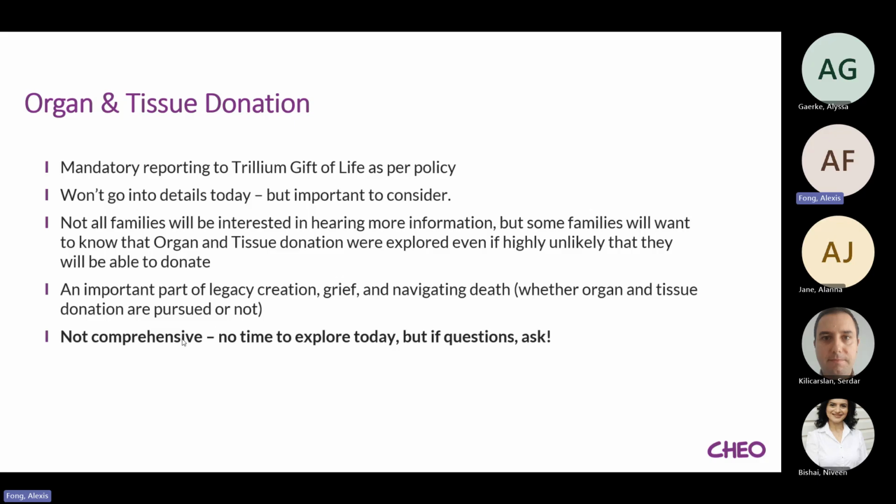Not all families will be interested in hearing more information, but some families will want to know that organ and tissue donation were explored, even if it's highly unlikely that they are able to donate. So I will never say someone is not able to donate their organs or tissues until you talk to Trillium Gift of Life Network. It's also potentially a part of legacy creation, grief, and navigating death, whether organ and tissue donation are pursued or not. Sometimes families will come back after the fact and wonder if they could have donated, so it's important to reach out to Trillium.